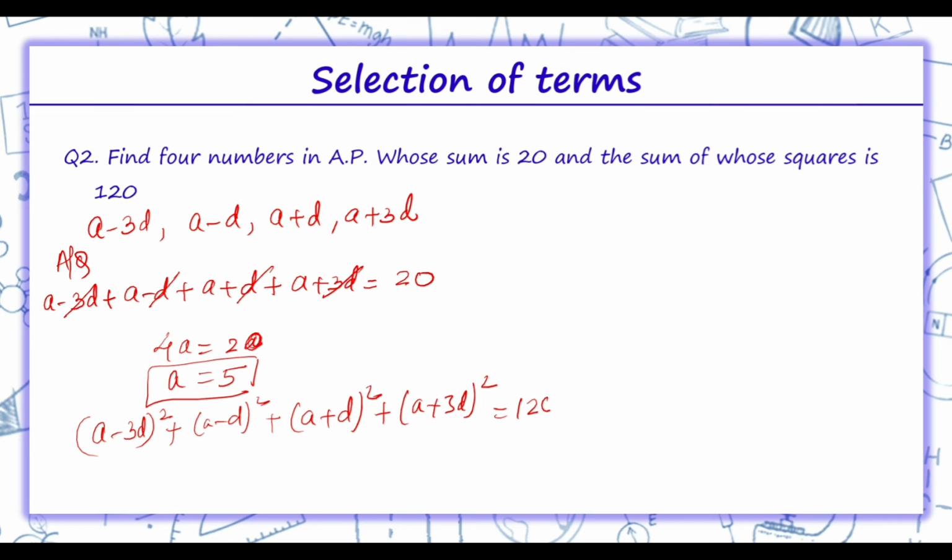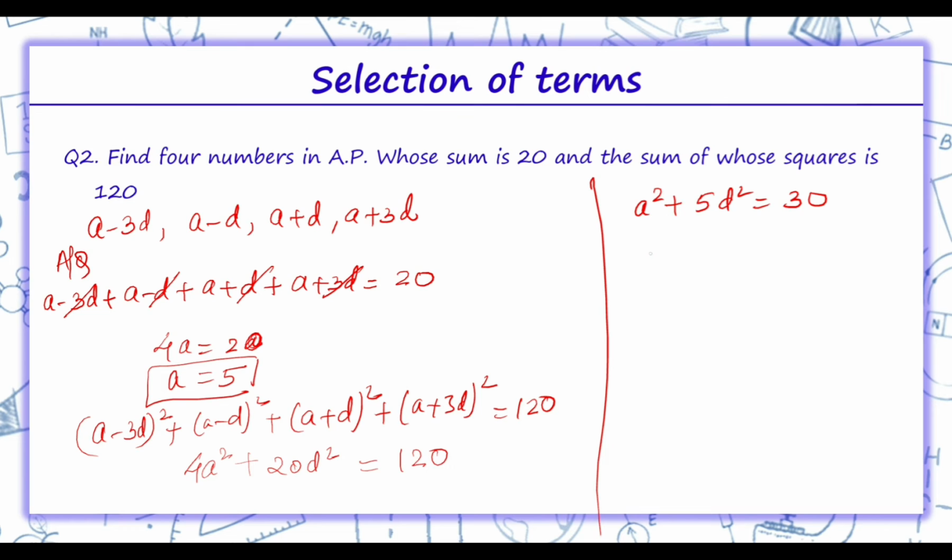Sum of whose squares is 120. Now when we solve it, we are going to get 4a square plus 20d square is 120. Substituting the value of a over here, taking first of all common 4, we'll get a square plus 5d square as 30.